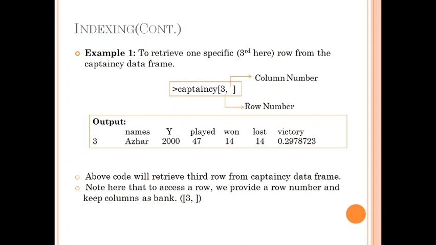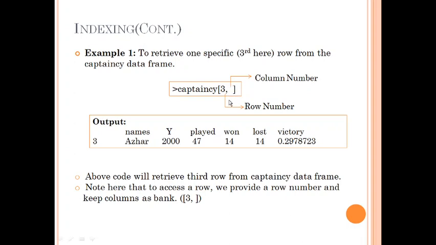So this is the example. Suppose we want to retrieve the third row from the captaincy dataset. The code goes like this: the name of the data frame, that is captaincy, and in square brackets we provide the row number and column number separated by a comma. Now as we only want the third row, but no specific column, the entire row, we have only given the row number and intentionally kept the column number blank. This will retrieve the third row in its entirety and not a specific value from the third row.